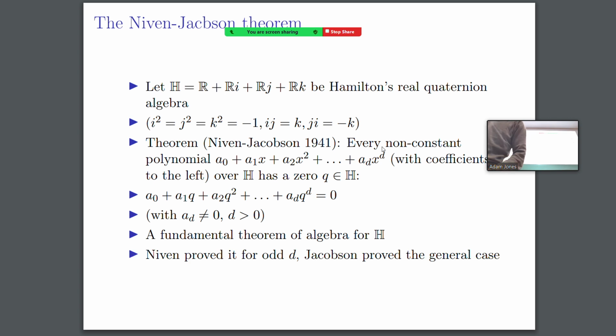And this was proven by Niven for odd degrees and by Jacobson, Nathan Jacobson, that everybody knows from the books. He was very young at the time. That was one of his first results. Niven proved the odd case, Jacobson proved the general case.